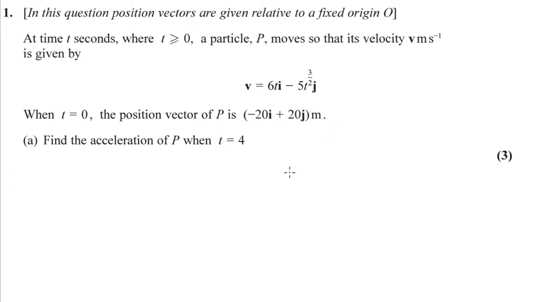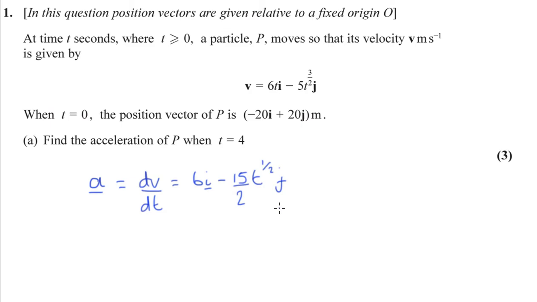Now you're absolutely fine to differentiate velocity and displacement and even acceleration when it's in vector form. So I'm going to go ahead and differentiate the velocity to get the acceleration. That's going to be 6i, since the i doesn't differentiate, the variable is t, minus what we get when we differentiate 5t to the power of 3 over 2. That's the same as normal pure differentiation, bringing the power to the front, which is negative 15 over 2 t to the power of a half, in the j direction.